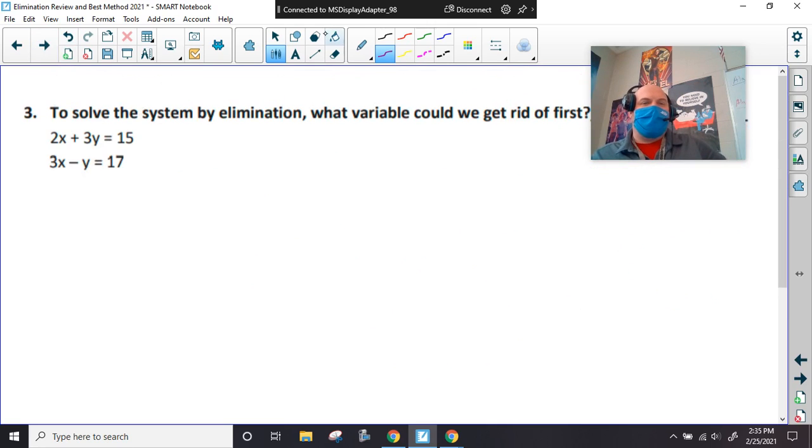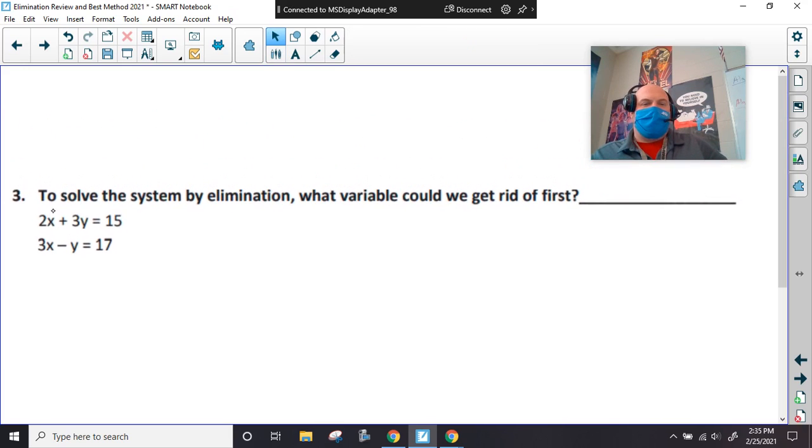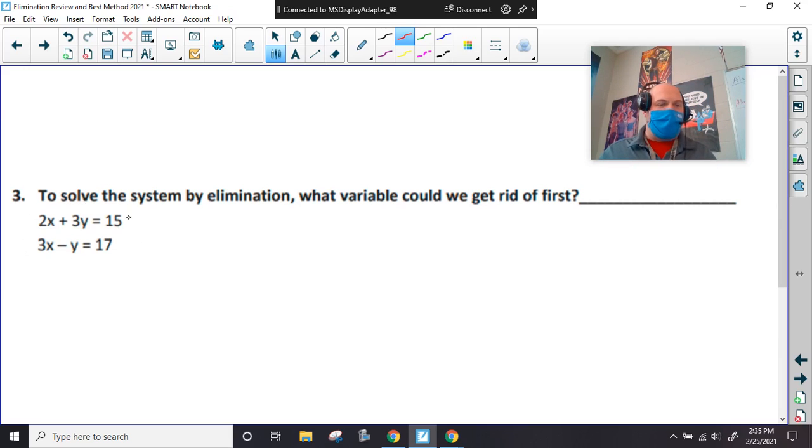Now, elimination. All right. What variable would we get rid of first? Let's look at the problem and think about what's the easiest path for us to take. Don't say it out loud yet. Just sit there and look for it. When you got it, give me a thumbs up if you got an idea.